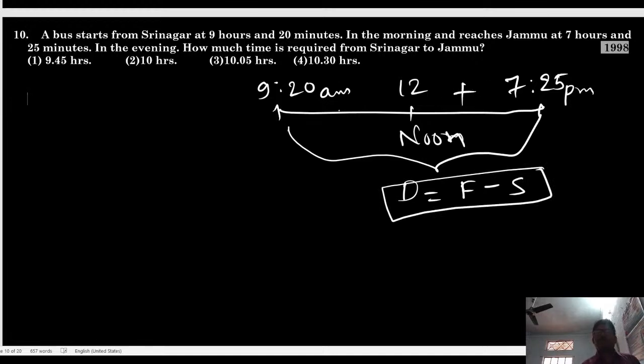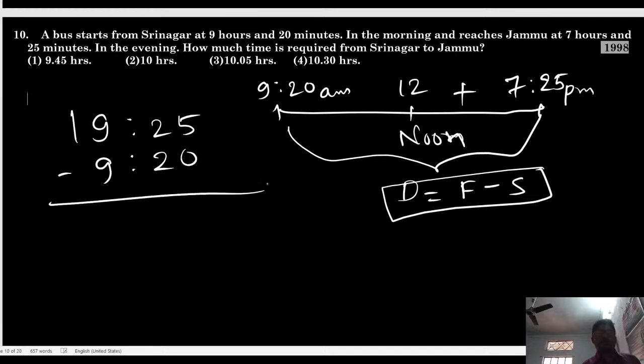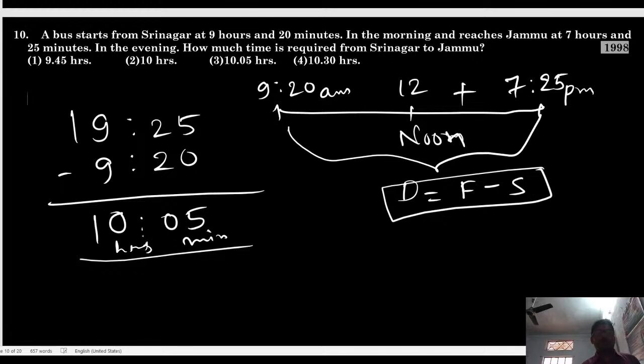So 12 plus 7, 19, 25 minus 9, 20. 5, 0, 0, 10. So 10 hours 5 minutes. Option 3.